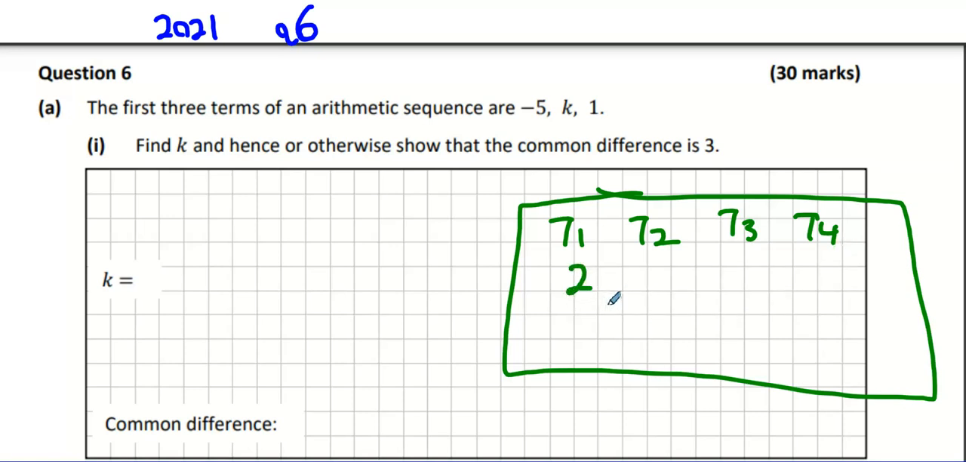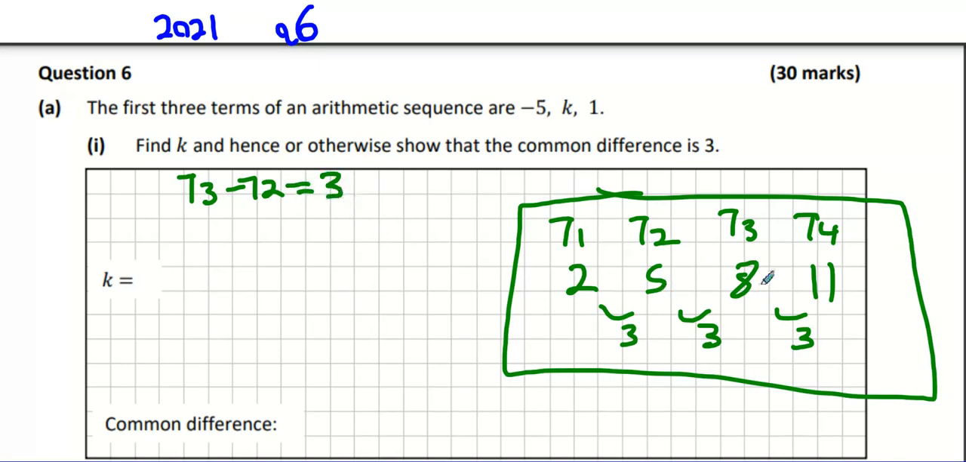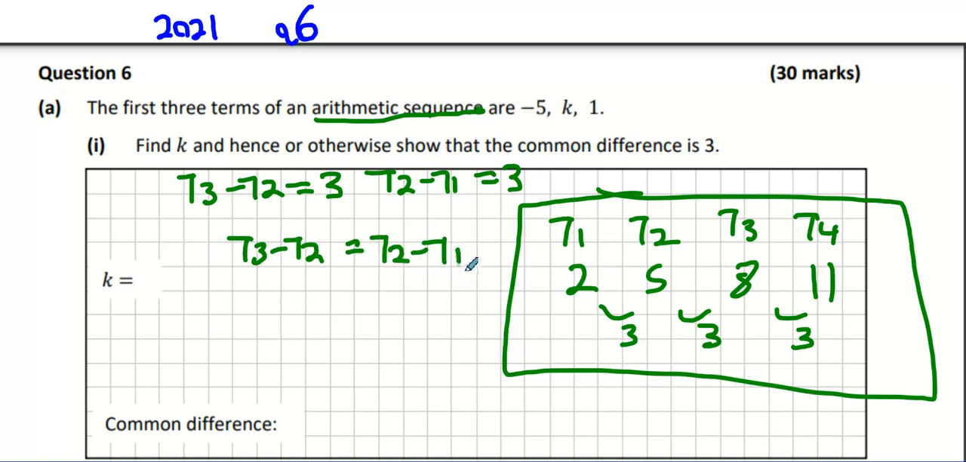For argument's sake, say 2, 5, 8, and 11. So the common difference is 3 every time. Now, what I can set up here is an equation where T3 minus T2, the difference between 8 and 5, is 3, and that has to equal the difference between T2 and T1, because T2 minus T1 is also 3.